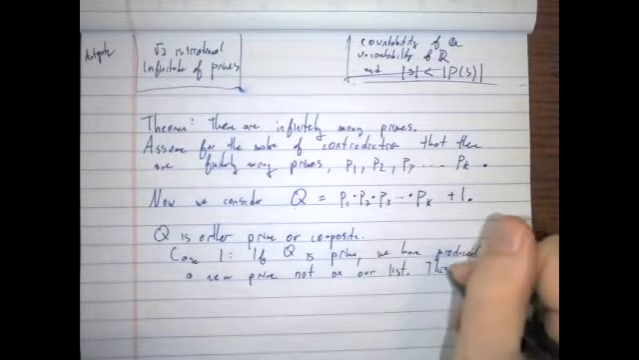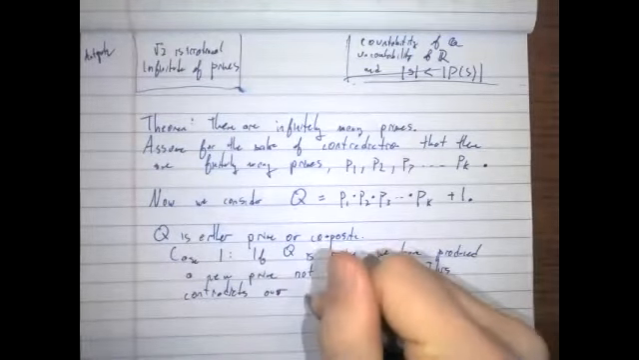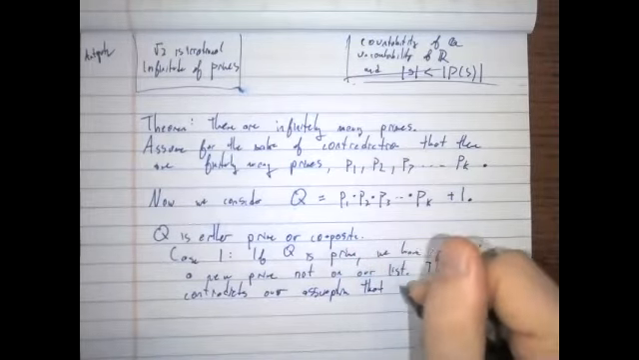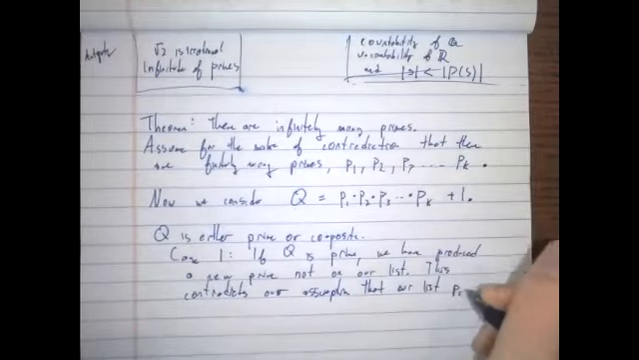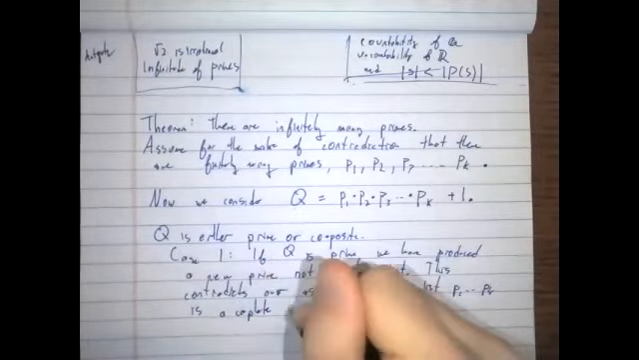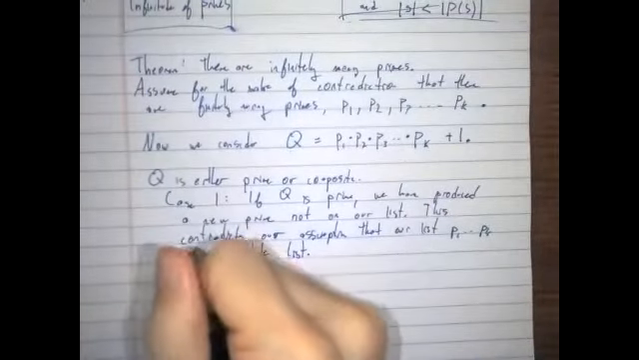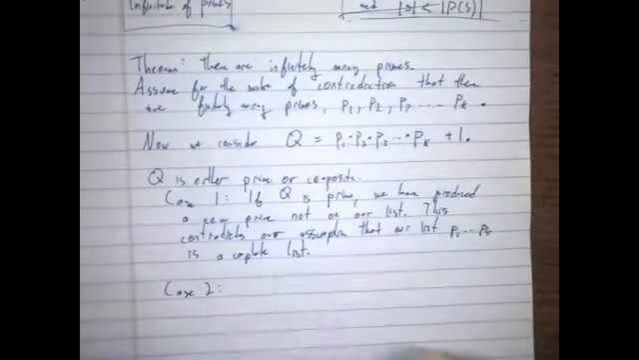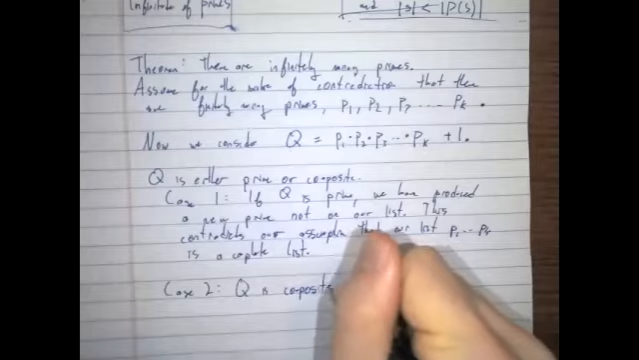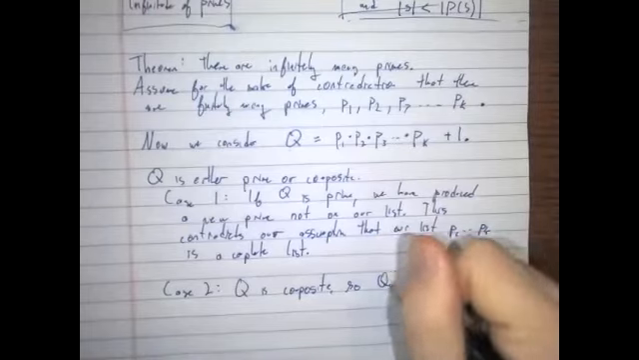This contradicts our assumption that we have listed all the primes, that our list P1 through Pk is a complete list. Okay, case 2 is that Q is composite. So Q has a prime factorization.